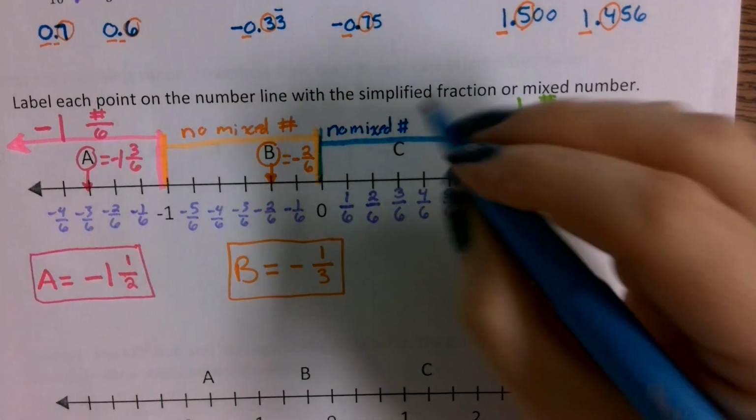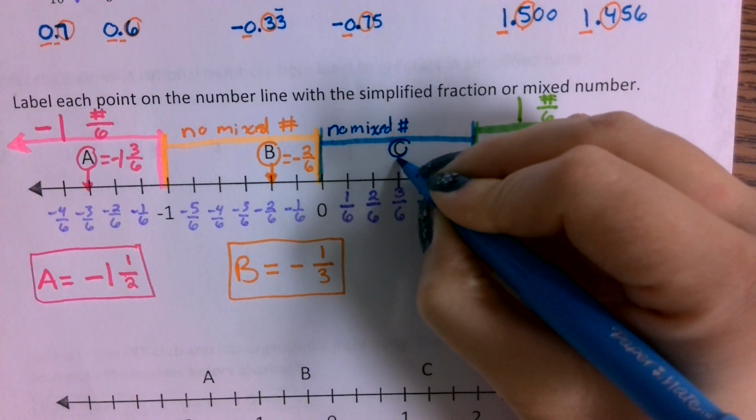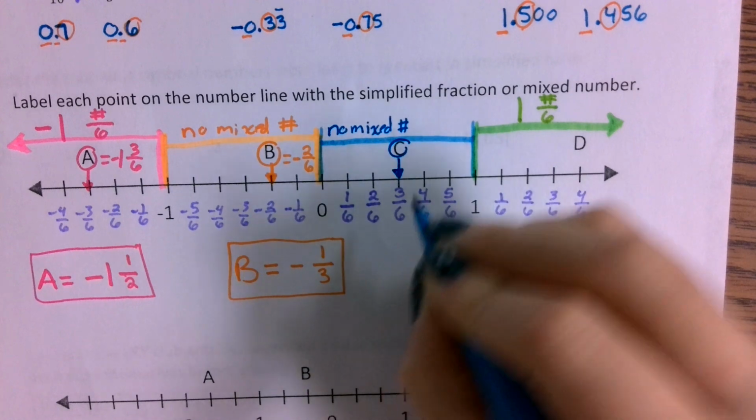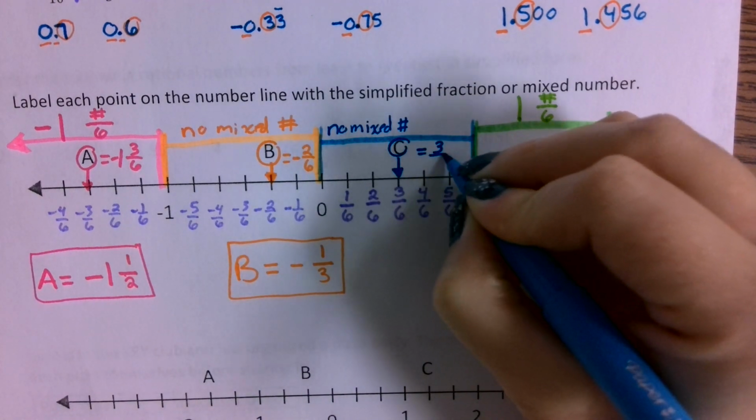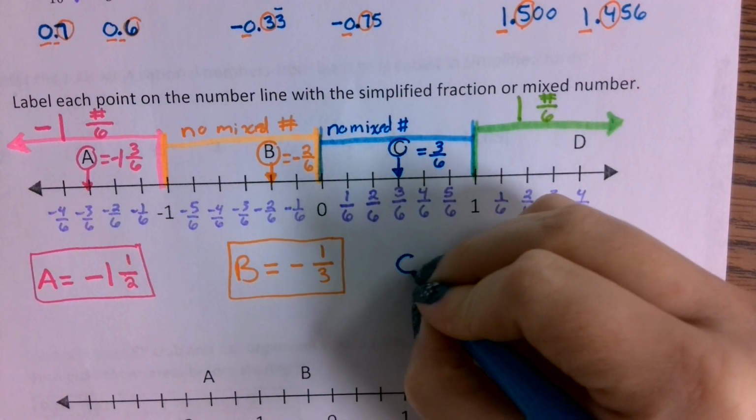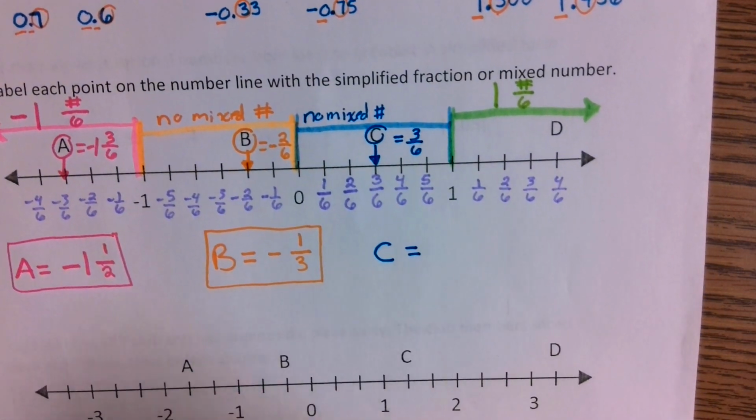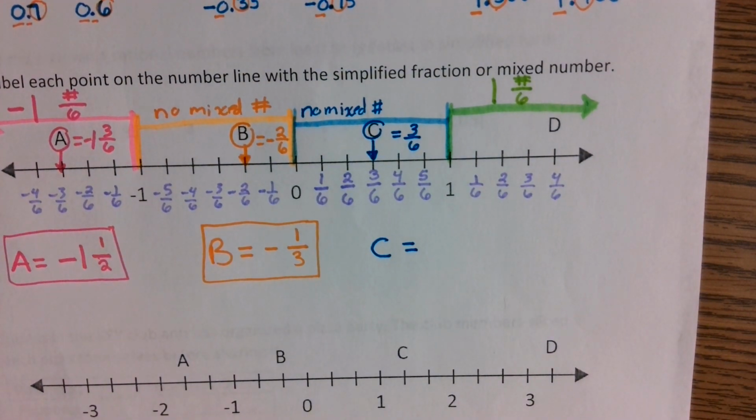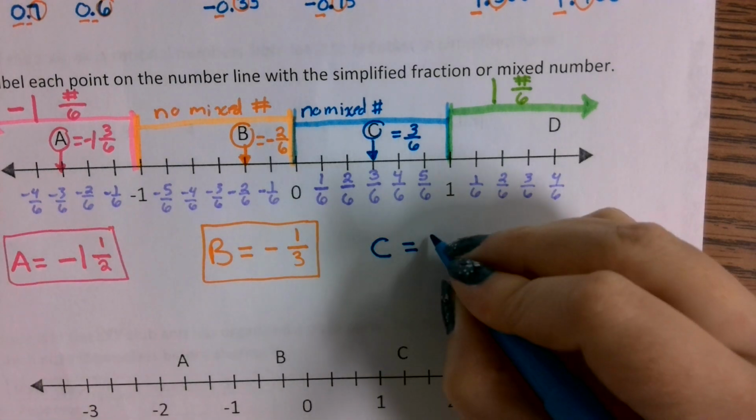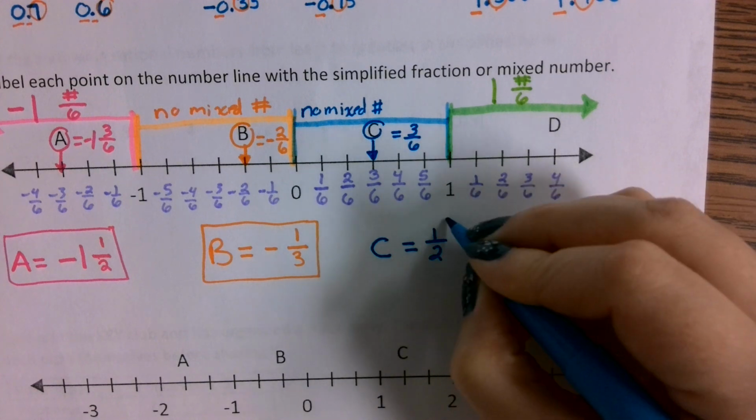Let's take a look at point C. Point C, if I follow it down, it's at 3 over 6. Type in 3 over 6 into your calculator. Can that be simplified? To what? 3 over 6 simplifies to what, Brian? 1/2. 1 over 2.